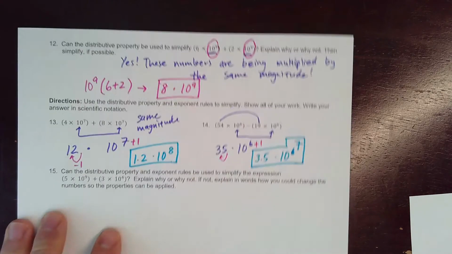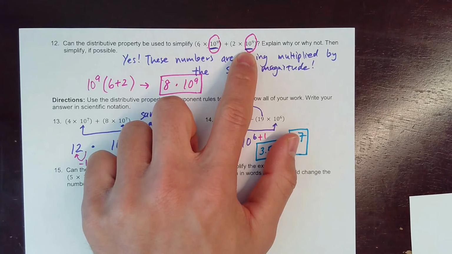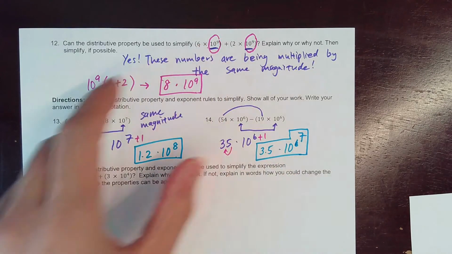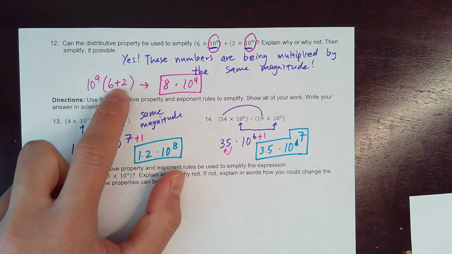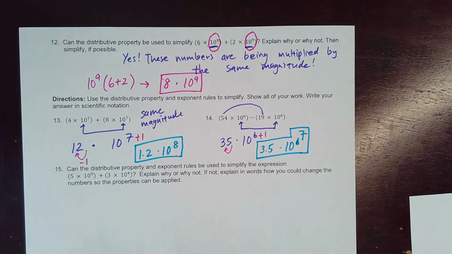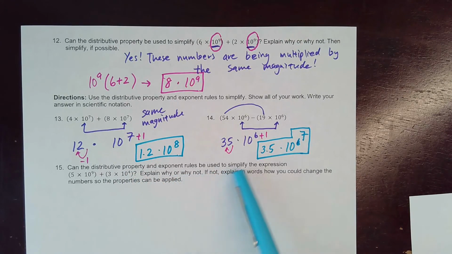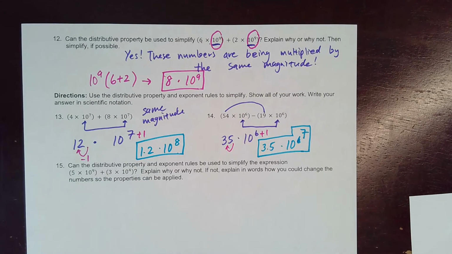Okay, so remember, this only worked because we were multiplying by the same kind of factor, right? You can take the 10 to the 9th and just say, hey, I could just take it out and then just add these two, and that would give me the answer, right? But can the distributive property and exponent rules be used to simplify the expression 5 times 10 to the 9th plus 3 times 10 to the 4th? Explain why or why not.